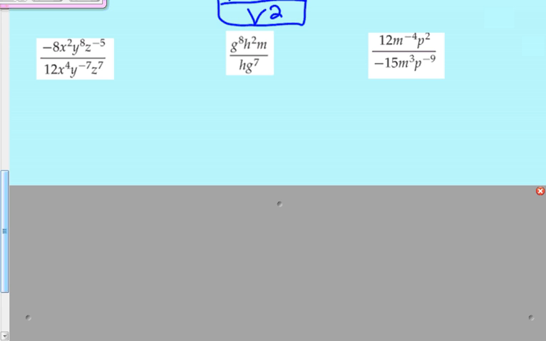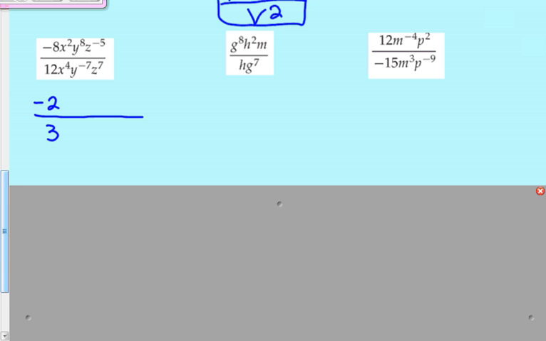When you have a whole number in front, simplify it if you can, or divide it if you can. So negative 8 over 12 will simplify. We can divide by 4. So negative 8 divided by 4 becomes negative 2. And then 12 divided by 4 becomes 3. So all we dealt with was our whole number first. We simplified it to negative 2 over 3.